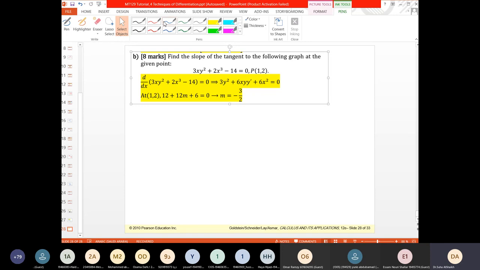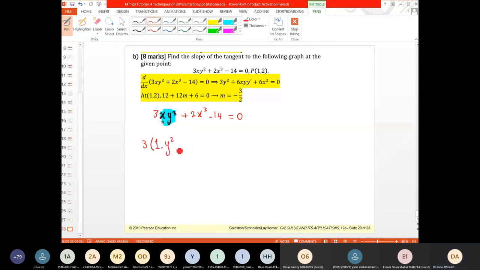هذا implicit. So the function is 3x في y square plus 2x3 minus 14 equal to 0. فbe careful هنا the function is x في y square. It's a product of two functions. One of them is x, one of them is y square. So the derivative of the first part is 3. Derivative of the first, مشتقة الx is 1 في y square, plus الأول في مشتقة الثاني.